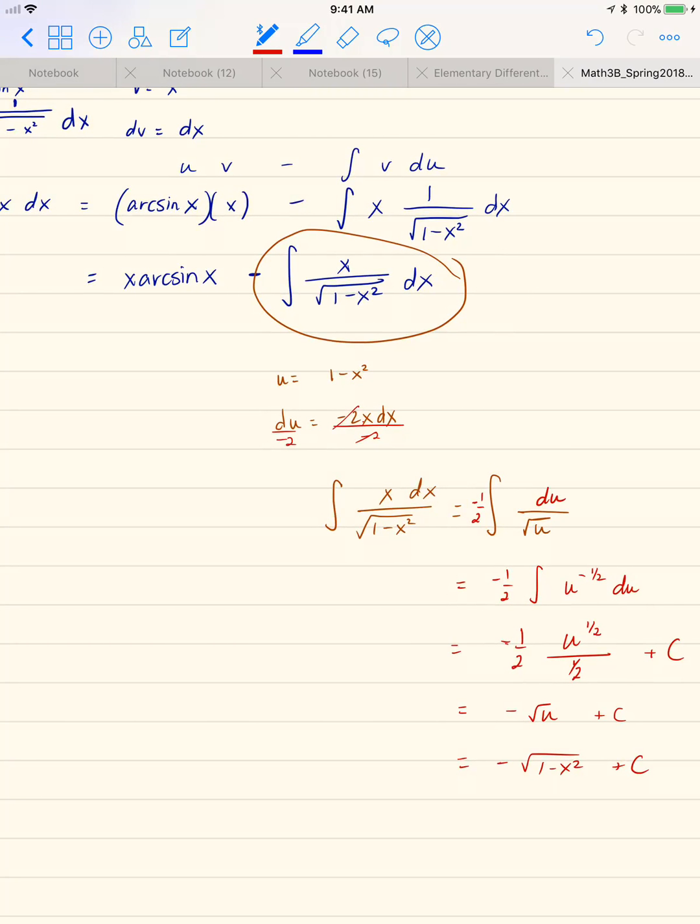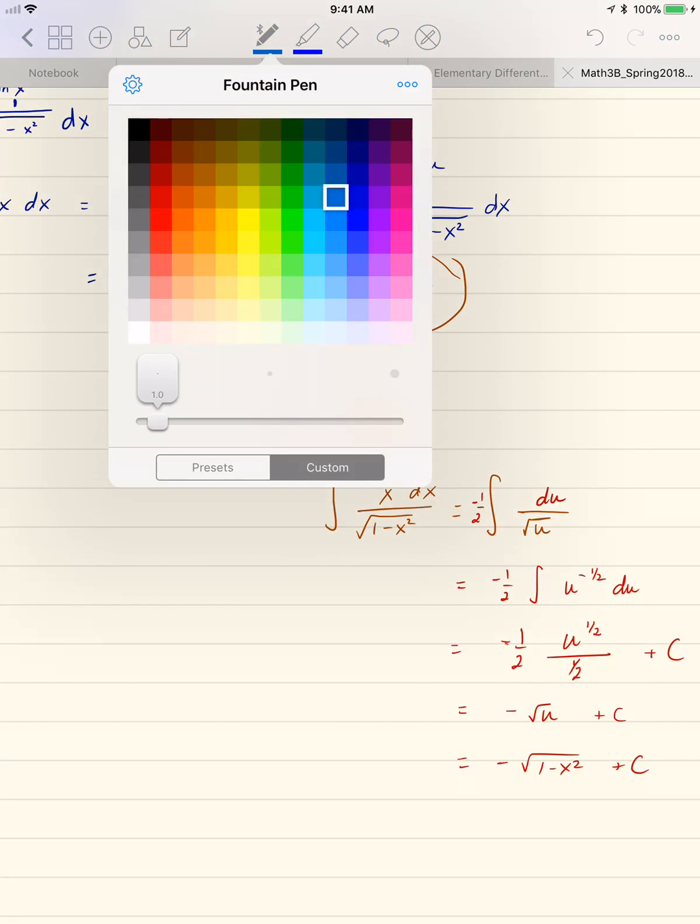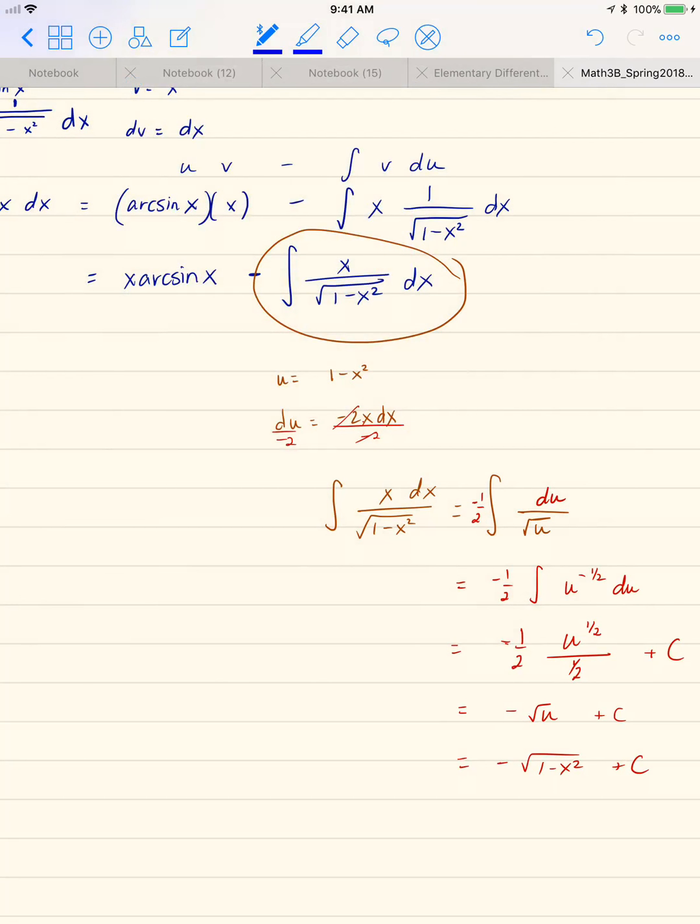So for my final answer, the integral equals x arc sine x minus negative, so it's going to turn into plus, square root of 1 minus x squared plus a constant.